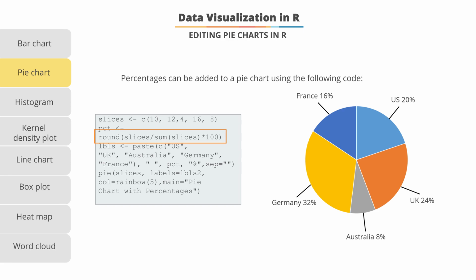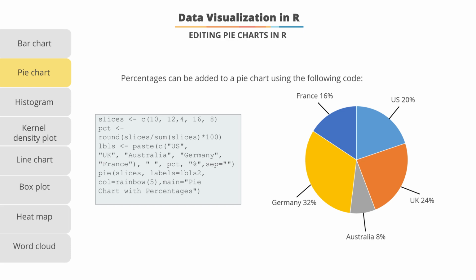So we'll say round slices divided by the sum of the slices times 100, which will produce the percentage, because we're adding all those numbers together, and then dividing by the proportion and multiplying that times 100, which will give us the proportion or percentage out of 100.